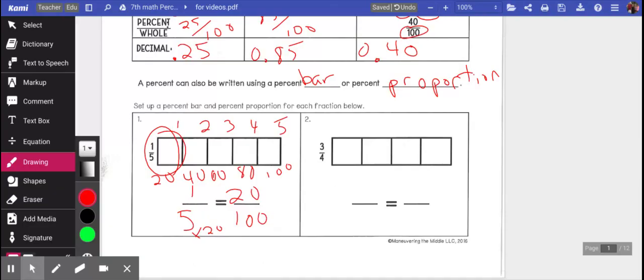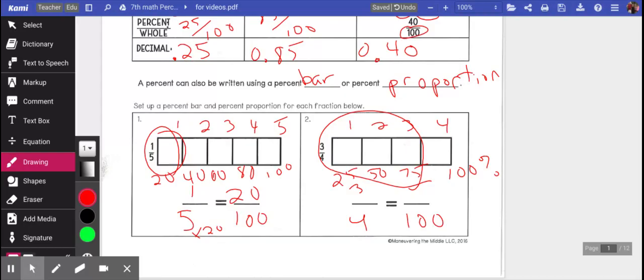Okay, the next one, 3/4. So there's 4 parts, or that's the whole. So we have 1, 2, 3, 4, and this is 100%. And so we need to split them up into 25, 50, 75. And so if we want 3/4, we want 3 of them, so that gets us to 75%. Or we can do 3/4, and then we put 100 on here. And you can cross multiply and divide if you want. So you can do 300 divided by 4, and you get 75.